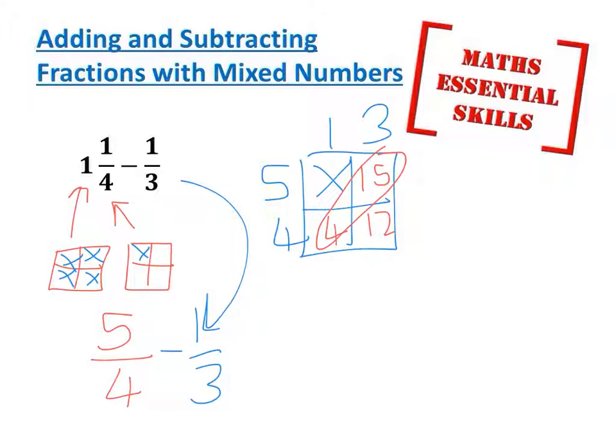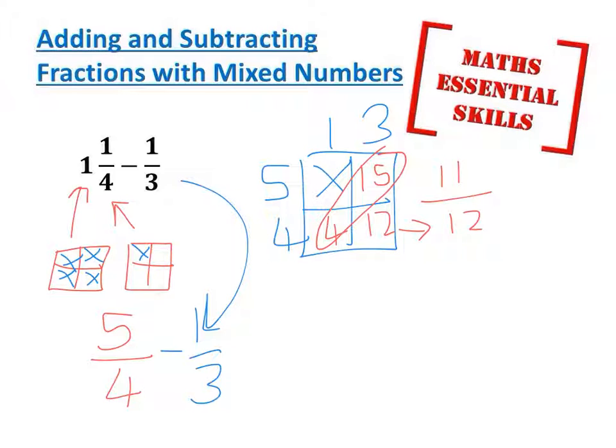Now, because this question is a subtraction, I need to do a subtraction of those numbers. So 15 take away 4 is 11. And my denominator on the bottom will be 12. It's always just that number there. So the answer using this method is 11/12.